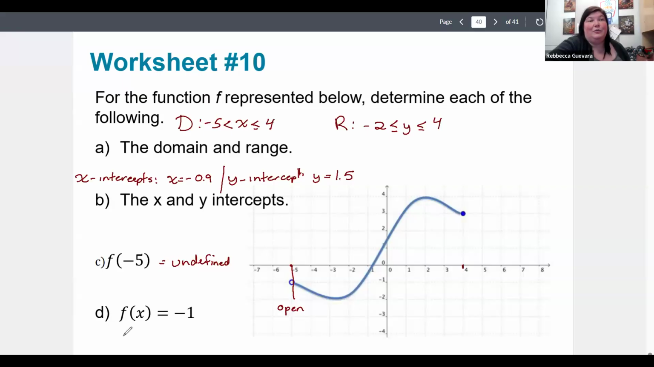f(x) equals -1 means we're trying to figure out what x is. So at y equals -1, that's right here. So don't let this confuse you because it looks like it goes through this point and this point. Remember, this one's open. This is the only one that is closed. So when y is -1, my only x value is this -1.5.